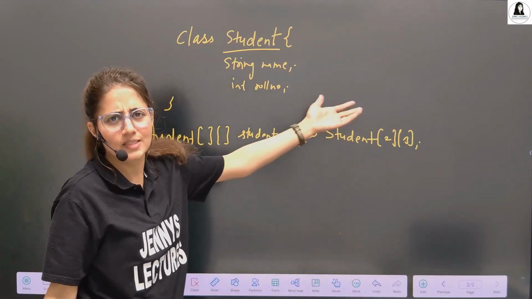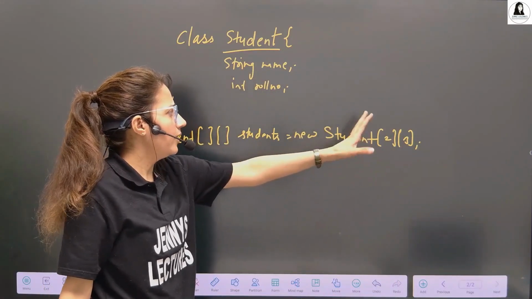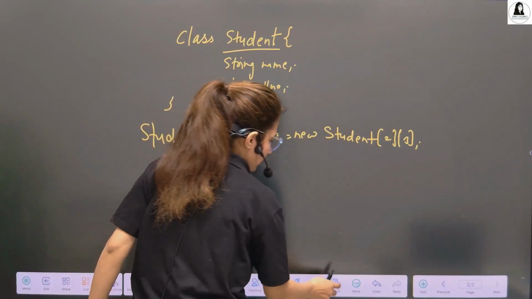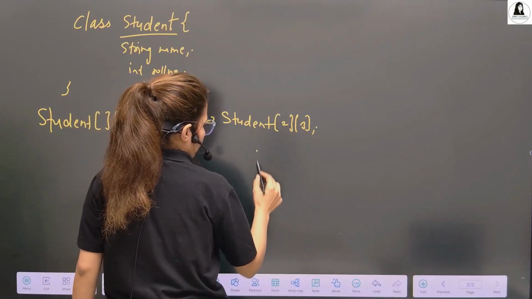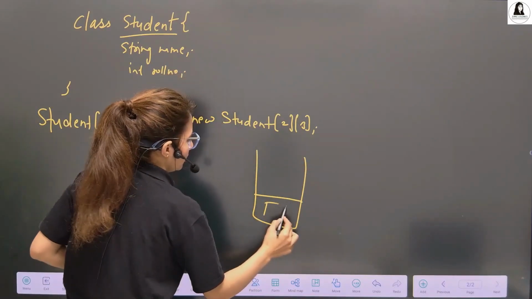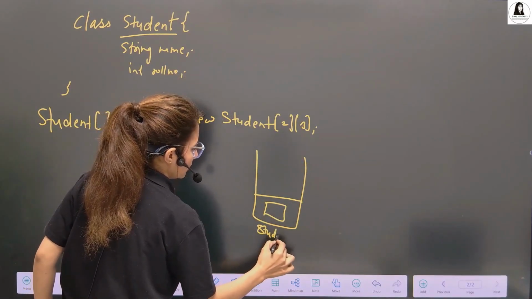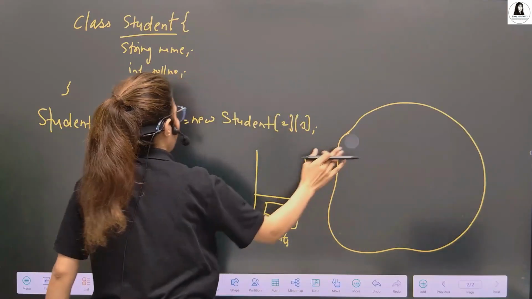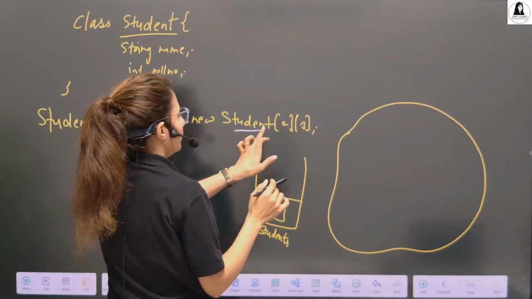Same size. You can take any size. So the number of rows is 2 and the number of columns is 3. But in this case, what is actually happening in memory? See, we have the stack. In it we have a reference, students. And suppose we have some heap memory, and there we have created a new student array.